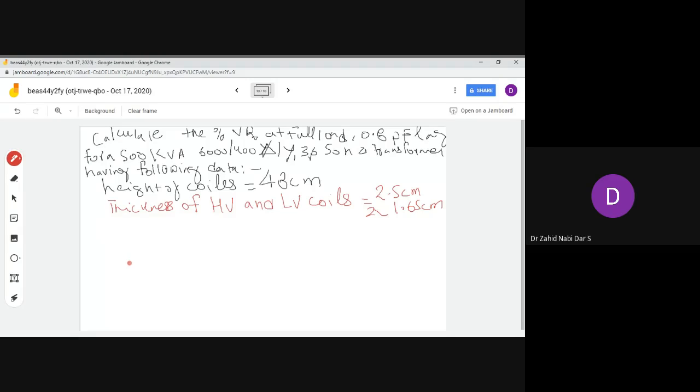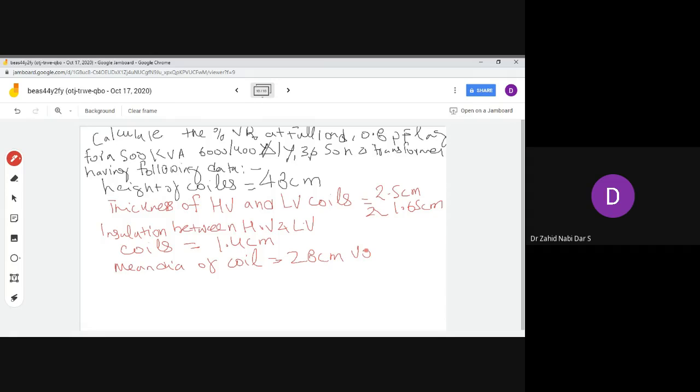Insulation between LV and HV coil. This is the insulation between HV and LV coils. The insulation is 1.4 centimeter and your mean diameter of coil is equal to 28 centimeter.